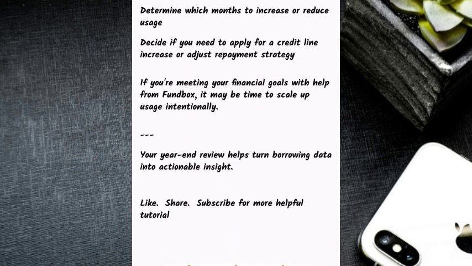Step 5 is to prepare for the new year. Use your findings to set borrowing goals for the upcoming year. Determine which months to increase or reduce usage. Also decide if you need to apply for a credit line increase or adjust repayment strategy. If you're meeting your financial goals with help from Fundbox, it may be time to scale up usage intentionally. Your year-end review helps to turn borrowing data into actionable insights.